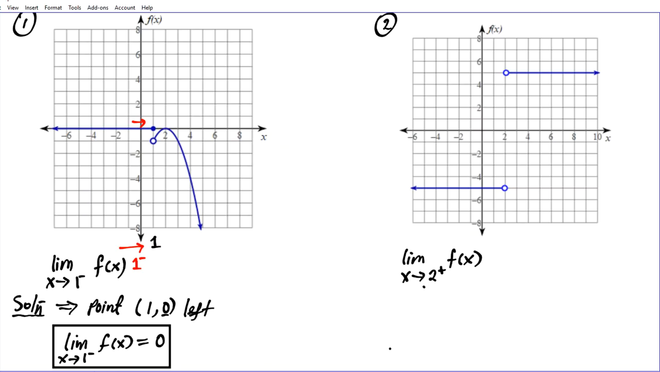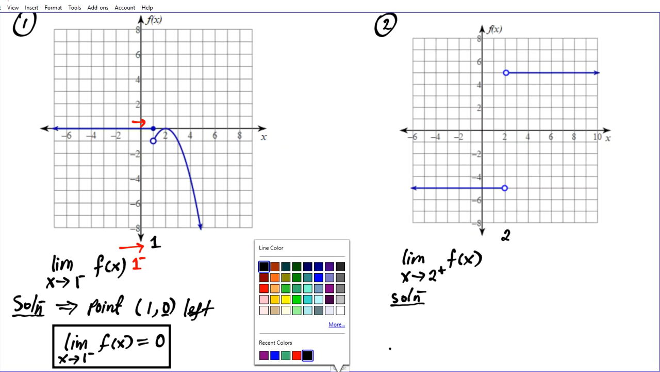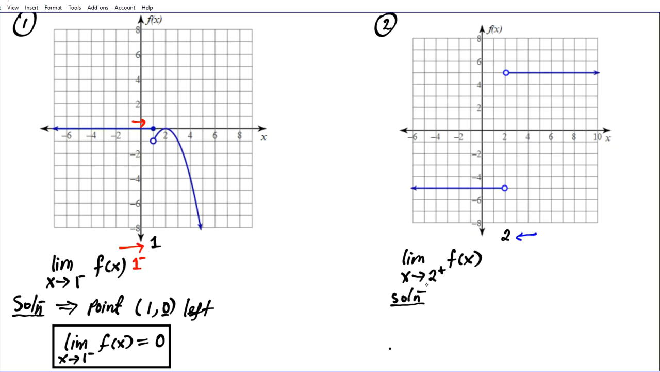Alright, so let's go ahead and take a look at that. So we're approaching 2 from the right. So this is 2 right here. So we're approaching it from the right. How do we know it's from the right? Well, the sign power is positive, so that's 2 from the right.